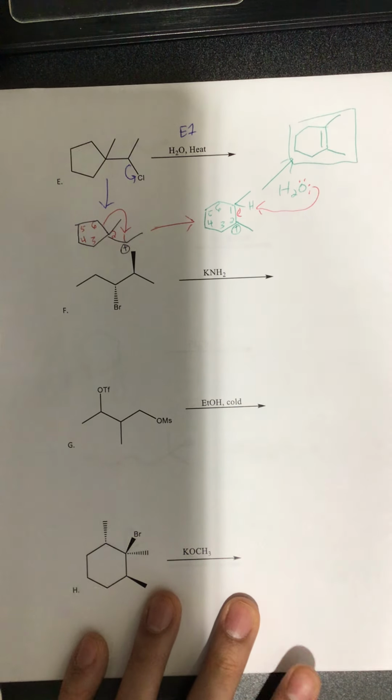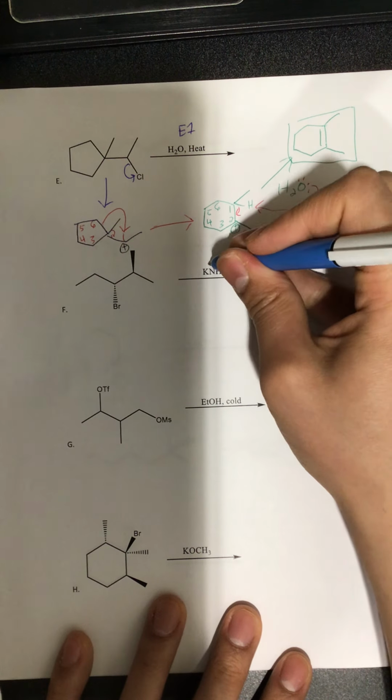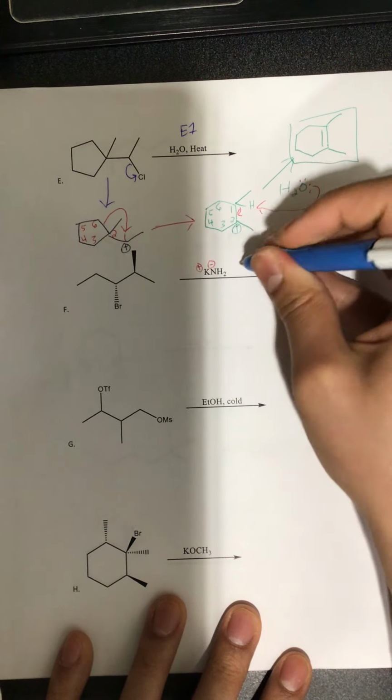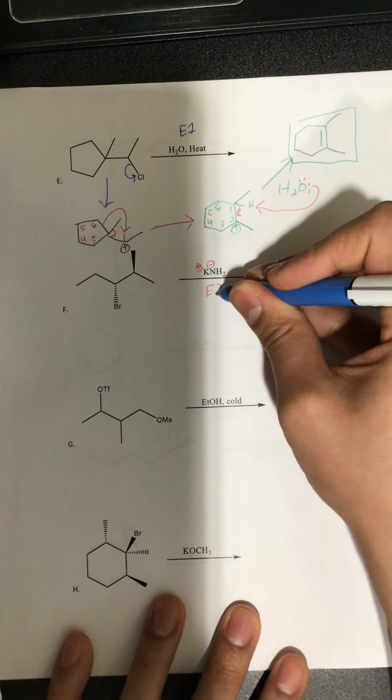This as your product. Good. All right, next one. This is minus plus, so this is a strong base, strong nucleophile, secondary alkyl halide. This is going to be E2.